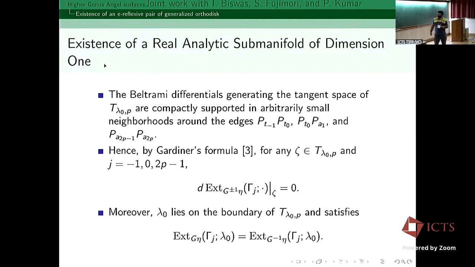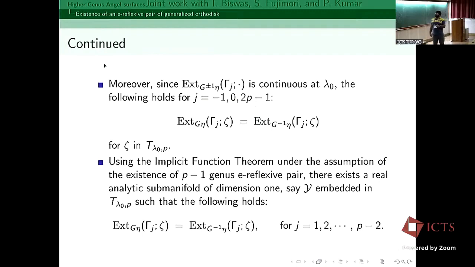So using Gardner's formula, for these j's, you can prove that extremal length is constant in T lambda naught P, and in the boundary of T lambda naught P, lambda naught lies there, and there this is satisfied. So from the continuity argument, we can say that all over T lambda naught P, we have this for these three indices.